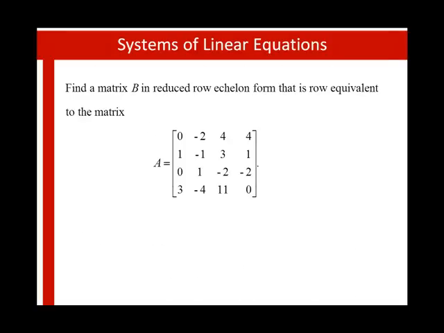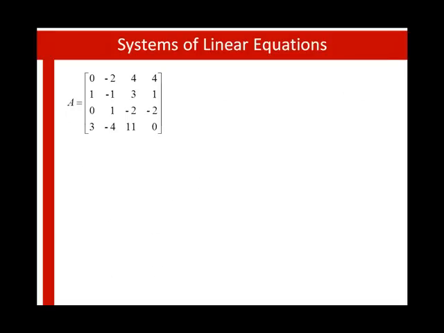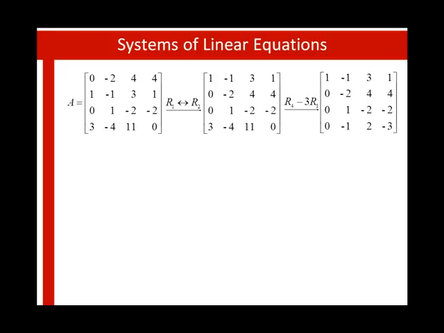Another example: find a matrix B in reduced row echelon form that is row equivalent to the matrix A. A is a 4 by 4 matrix that has elements 0, minus 2, 4, 4, 1, minus 1, 3, 1, 0, 1, minus 2, minus 2, 3, minus 4, 11, and 0. This matrix, what we can do, we can first interchange the rows, row 1 with row 2, so that the first element in the first row, first column, is a 1, a pivot of 1.